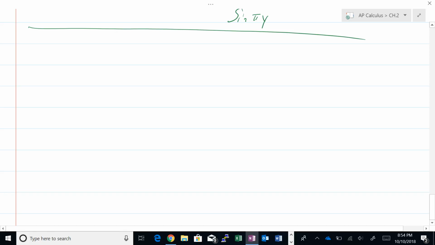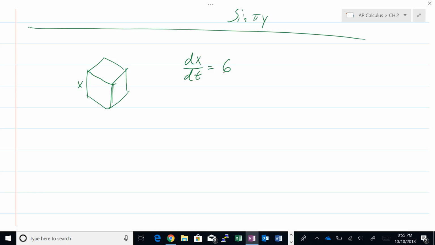All edges of a cube are expanding at a rate of 6 centimeters per second. Alright, so if I've got a cube, that means all sides are equal. So I can literally just label everything x. They're saying that all edges of the cube are expanding at a rate of 6 centimeters per second. So if I'm letting x be there, I'm saying dx/dt is 6. And when it says expand, that's a positive 6. If it was saying it's shrinking at a rate, then I would say negative 6.